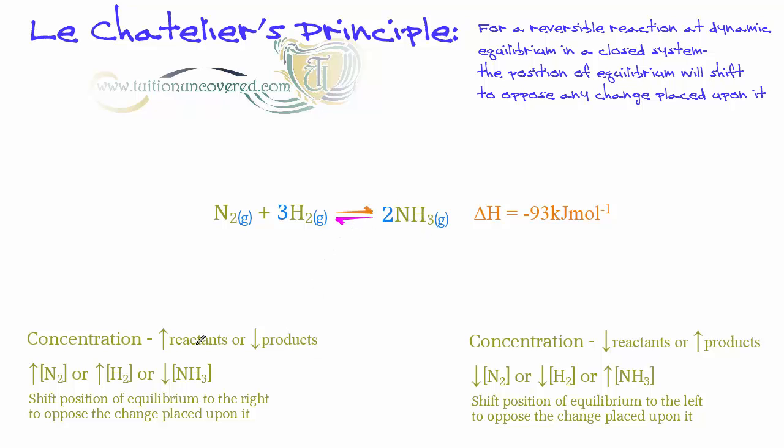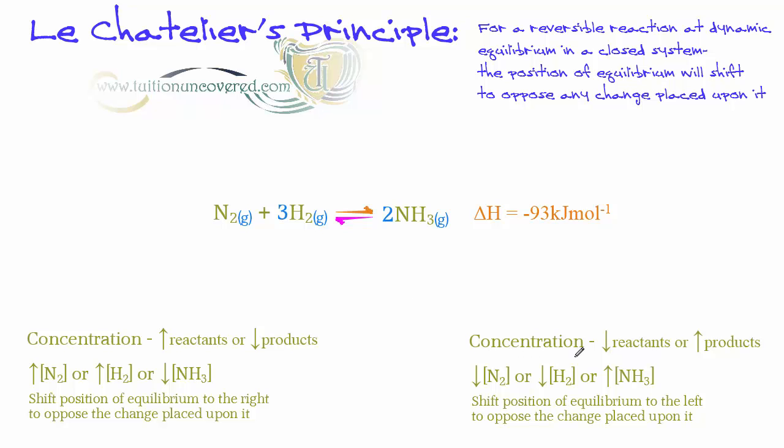So by increasing reactants or reducing products, I cause the position of equilibrium to shift to the right, opposing the change placed upon it. More reactants, when the equilibrium shifts to the right, it's going to use up those reactants, opposing the change. Less products is going to shift to the right to make more of those products, opposing the change.